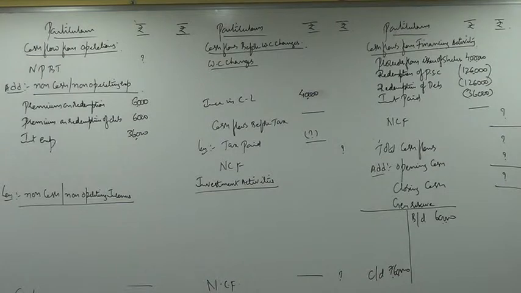Next, proposed dividend. Last year 1,20,000, current year 1,44,000. Proposed dividend, we don't treat it as a current item. We open a separate account for proposed dividend and then we try to find out how much was paid really during the year and how much was provided.